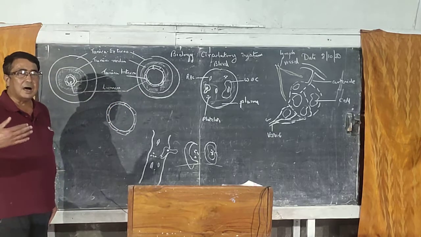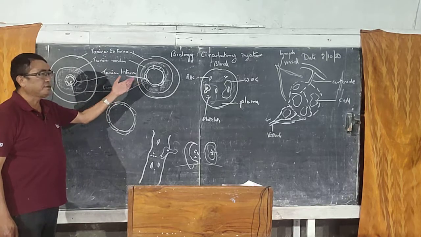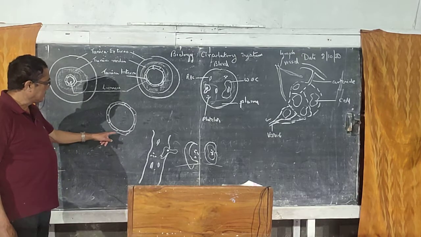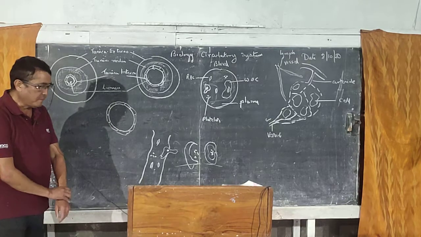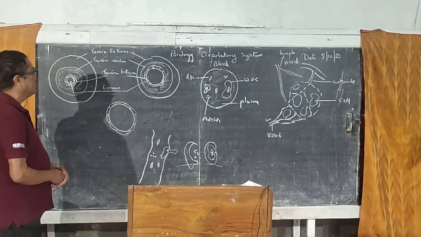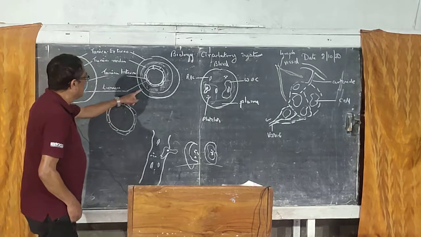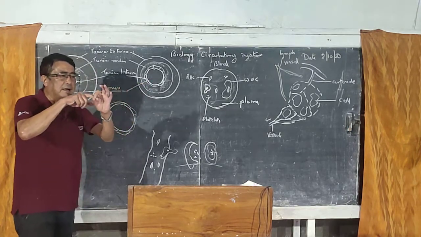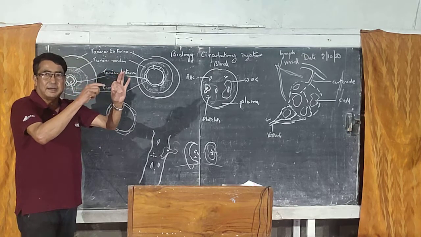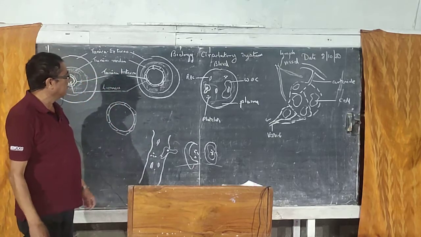The largest artery is called aorta, and the largest vein is called vena cava. And this one is the capillary. Now, how to identify which one is an artery, which one is a vein? If you see in the blood vessel here, there's a space here. This is the wall of the blood vessel. There's a space inside. Through this space, the blood will flow.